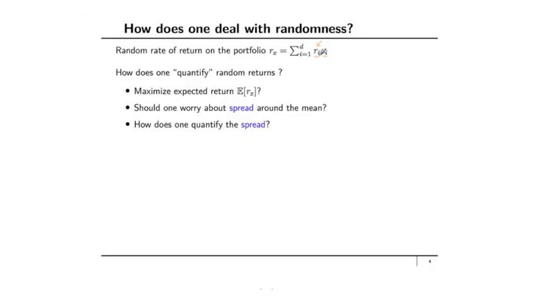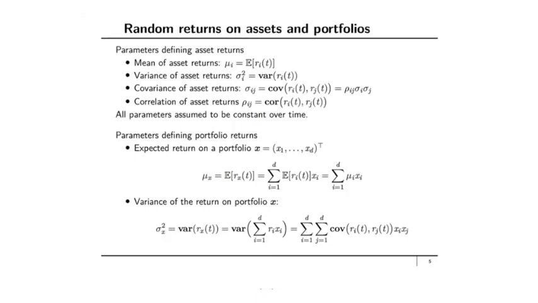If you don't have the ability to return from bankruptcy, then you might have to worry about what happens to the spread around the mean. How one quantifies the spread around the mean is going to be a question that we'll have to deal with. The way we're going to do this in this set of modules is we're going to talk about the mean, and we're going to quantify the spread around the mean by the variance.